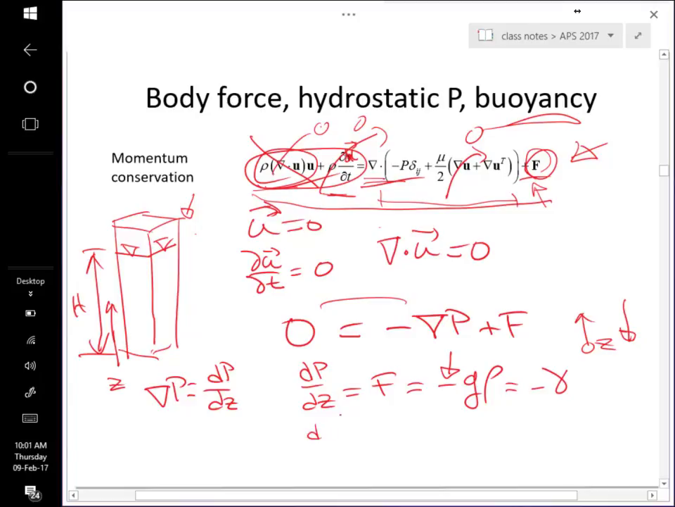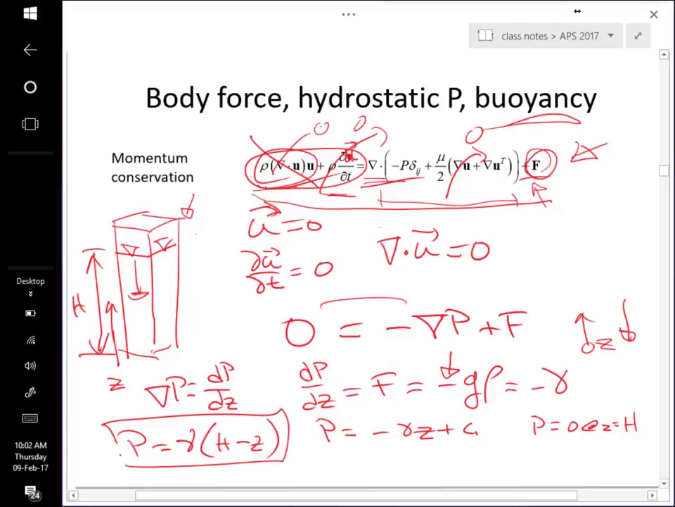So we can integrate that. We get p minus gamma z plus the constant of integration. And we'll say that the pressure is equal to 0 at z equals h, right? So then you solve for the constant, you just get p equals gamma times h minus z. H minus z is just going to be the depth. Okay? So this is what we expect for the hydrostatic pressure. It just is going to increase with depth.